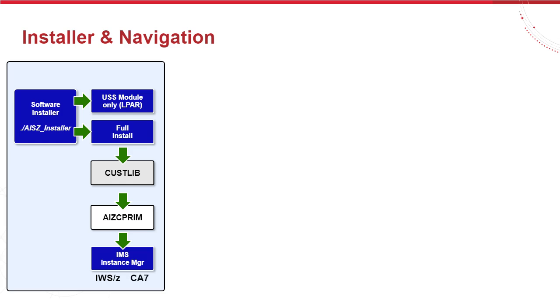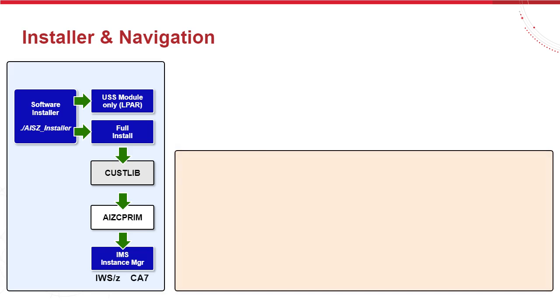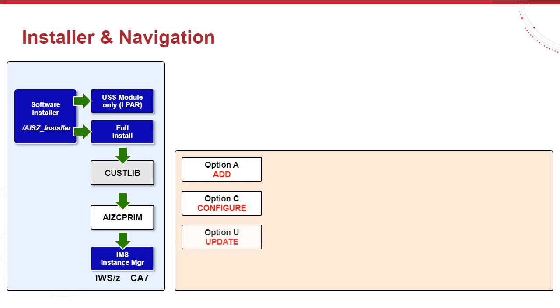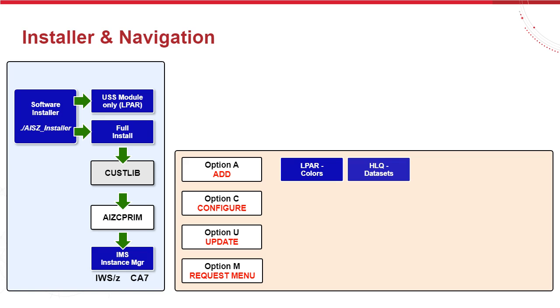In the Instance Manager menu, we have four options: A for Add, C for Configure, U for Update, and M for Request menu. Adding has a sequence of two screens. The first captures the name of the LPAR automatically. You also enter the AAI and CA7 instance IDs and set a color theme. The second menu contains the dataset allocation functions, sizing, and so forth. It will also prompt you for the high-level qualifier, which will serve as the base HLQ for your install.